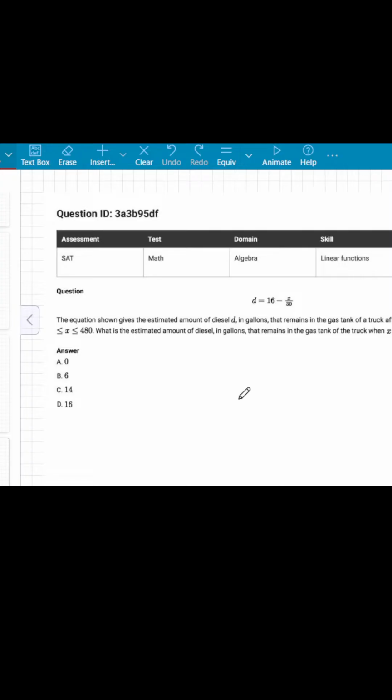The equation shown gives the estimated amount of diesel, in gallons, that is the unit for any liquid, that remains in the gas tank of a truck after being driven for x miles, where x is between 0 and 480. What is the estimated amount of diesel in gallons that remains in the gas tank of the truck when x is 300? So x is the distance covered by the truck, and d is the amount of fuel or diesel left in the tank.